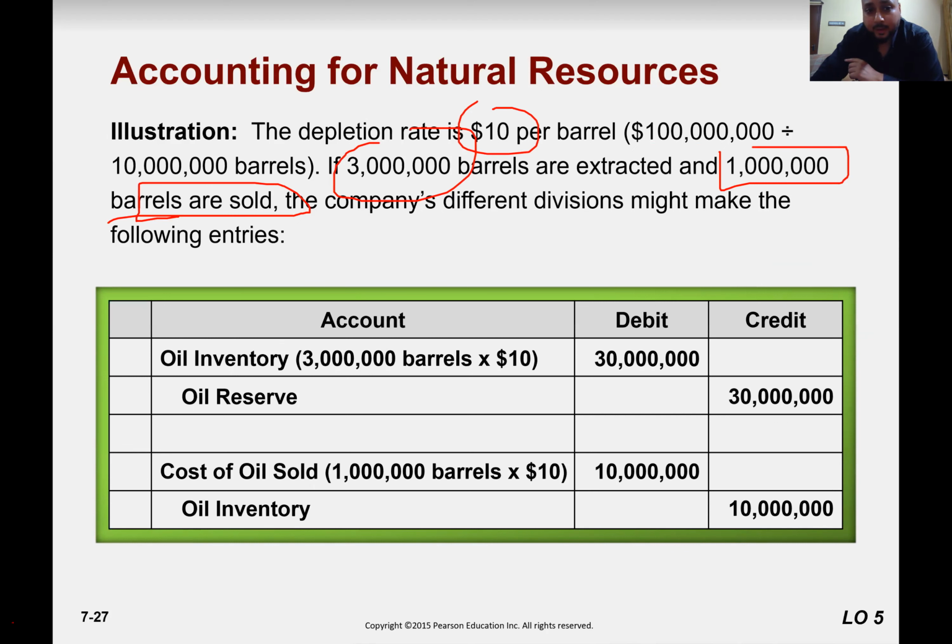So here, because we extract it for selling purposes, our inventory increases. Asset increases by 30 million, with a credit to oil reserve. Oil reserve is like a contra account, like accumulated depreciation.